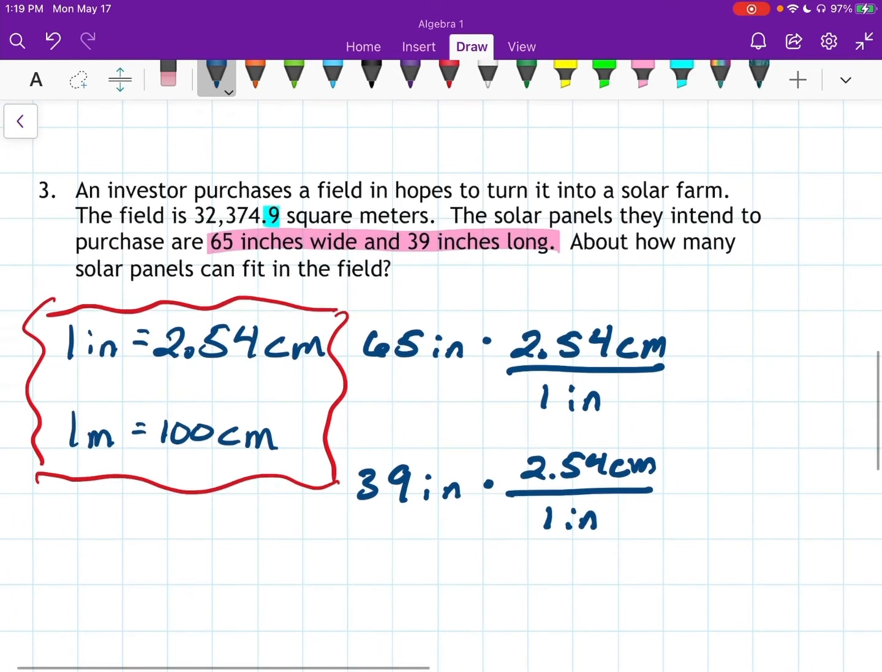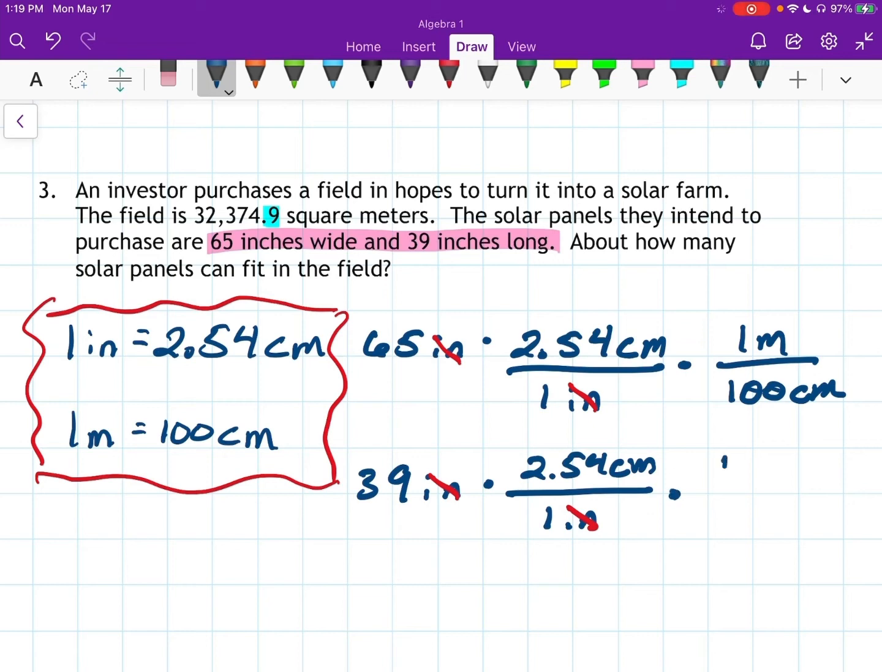All right, what this does is it cancels our inches and inches, and now our units would be centimeters, but I really need meters. So I'm going to use my other conversion factor. I'll use the meters on top, 1 meter on top, 100 centimeters on bottom. And now whenever I cancel on top and bottom my centimeters, I'll be left with meters.